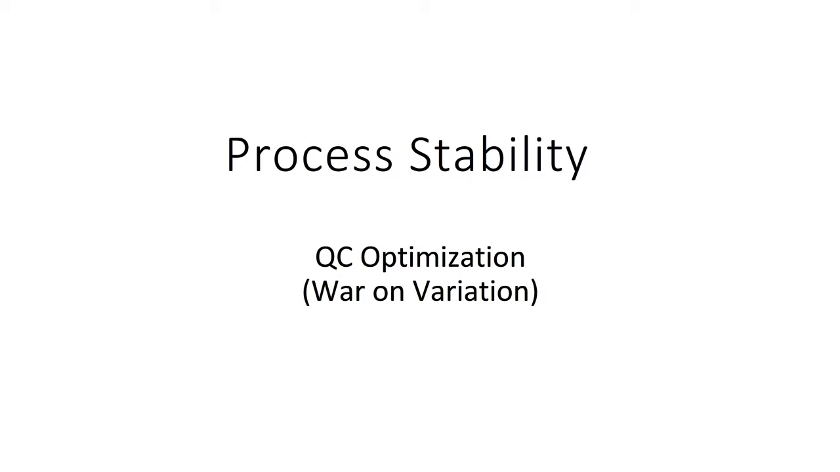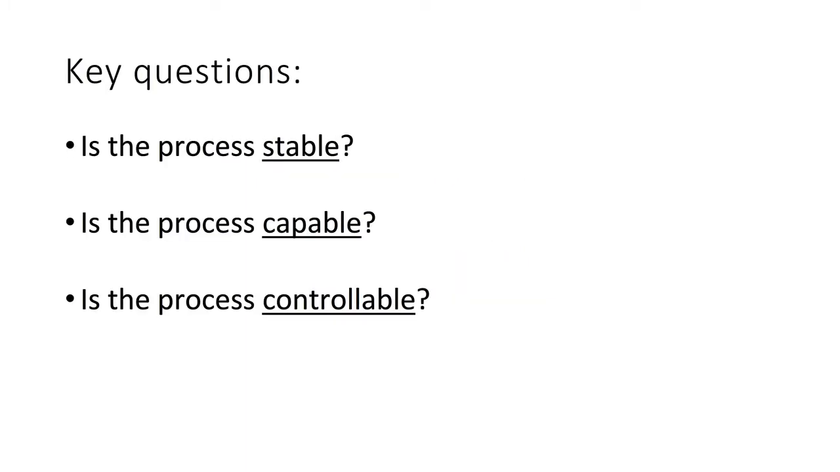This is one of a series of videos that are designed to provide a common language and understanding of quality control. And the objective of this video is to help you understand the concept of stability. As you'll recall from the introductory video, stability is one of three concepts that are fundamental to quality control. We will focus on stability in this video, and we'll cover capability and controllability in videos to follow.